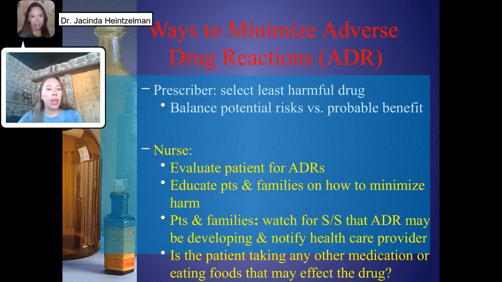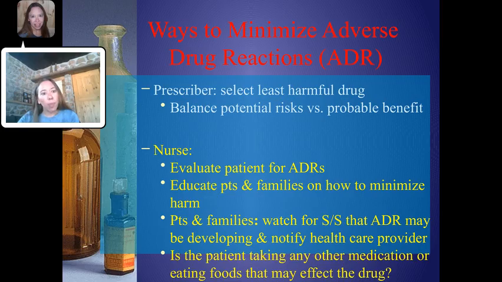We always need to think about our patient's safety, and therefore we do recognize that adverse drug reactions can occur. So let's try to be proactive and prevent it from occurring. So let's compare first, what is the prescriber's job and then what's the nursing responsibility? So the prescriber's job is to select the least harmful drug, and then of course they need to balance the potential risk versus the probable benefit.